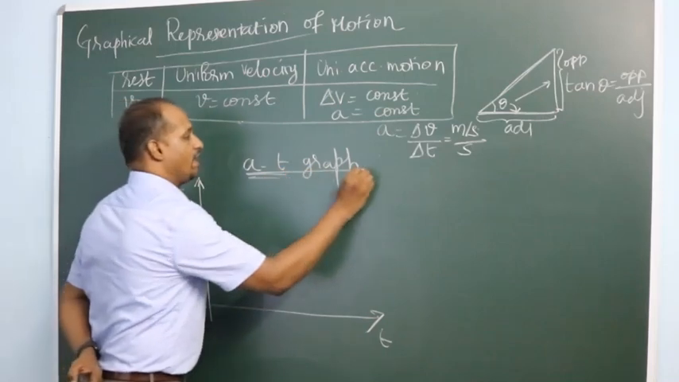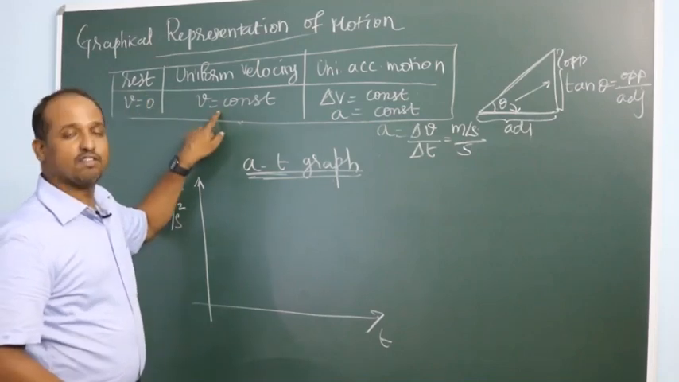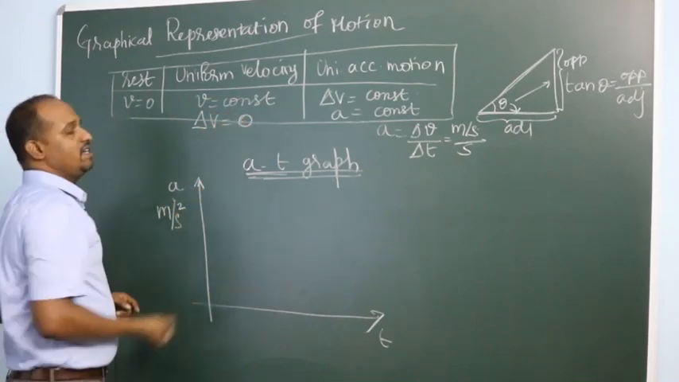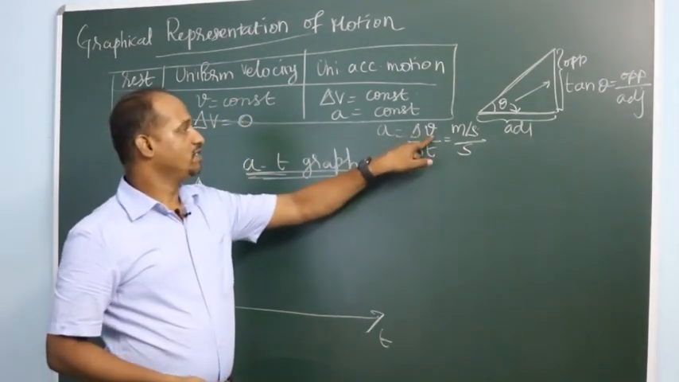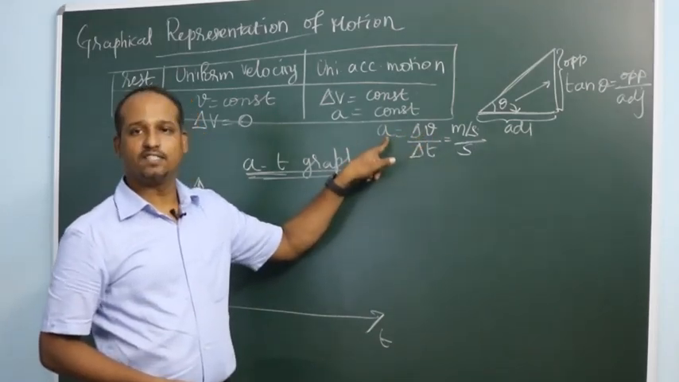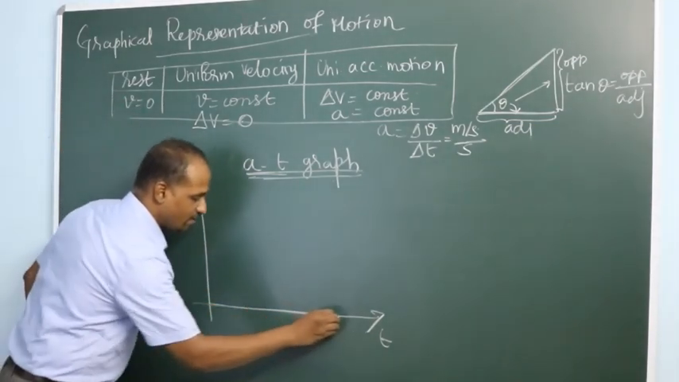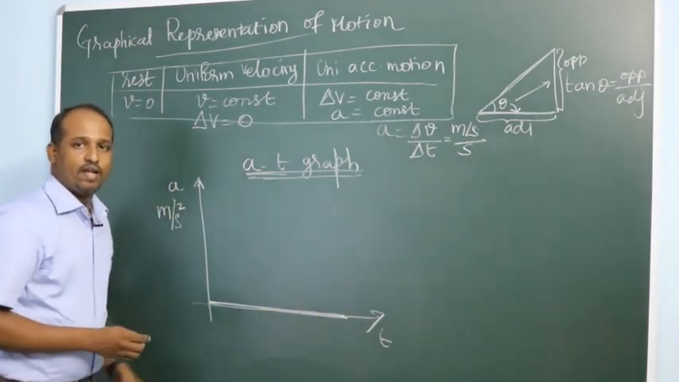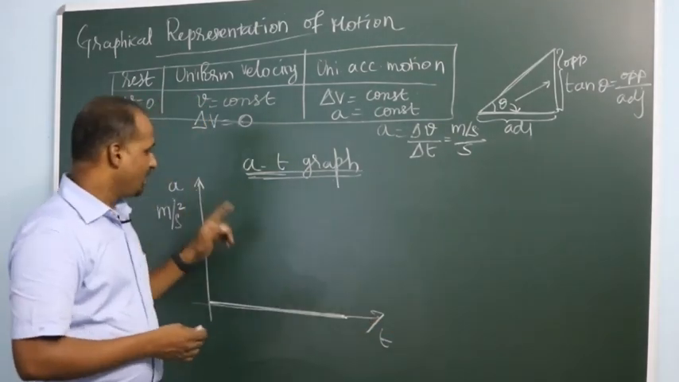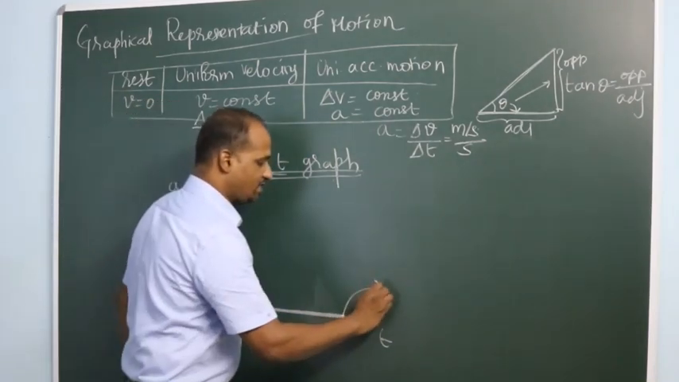Here in the acceleration time graph, within our scope, either velocity is 0, that is rest, or velocity is constant, that is uniform velocity. If velocity is constant, change in velocity is actually 0. Only if there is change in velocity, there is acceleration. If change in velocity is 0, 0 by anything becomes 0, so acceleration is 0. If an object is moving with the same velocity, then that is on the time axis. In a velocity time graph, an object at rest lies on the time axis. In an acceleration time graph, constant velocity, that is uniform velocity, lies on the time axis.